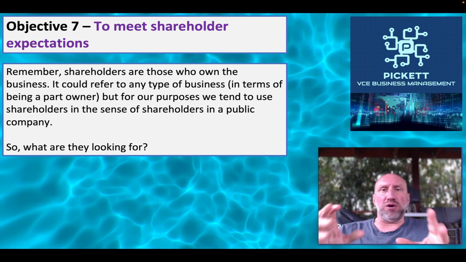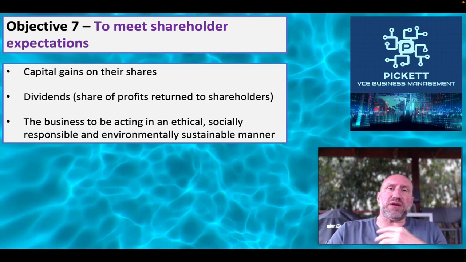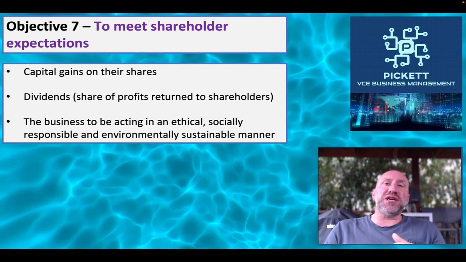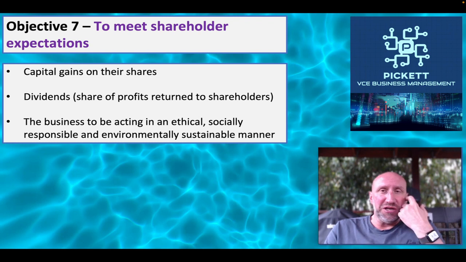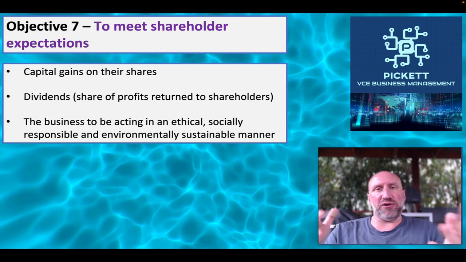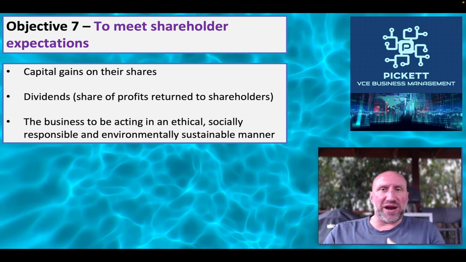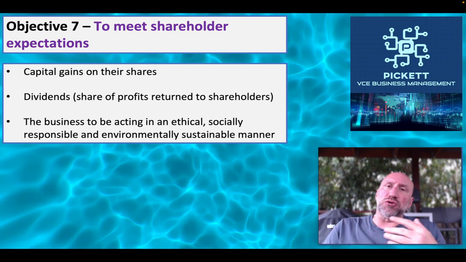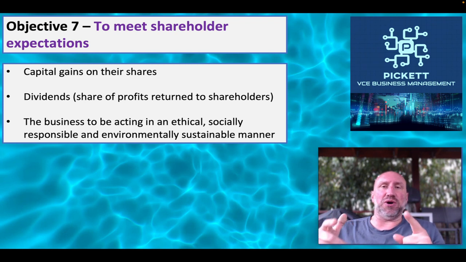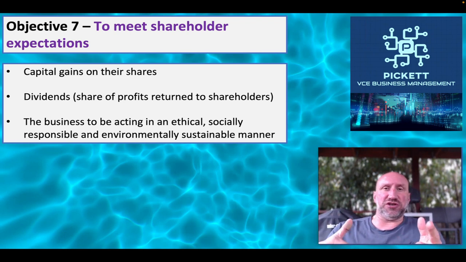Okay. So what are shareholders in businesses looking for? First off, they're looking for capital gains on their shares. That means basically the share price increasing over a period of time. So if you bought your shares for $50 each, you would hope that over a period of time the share price would increase, and then you would sell them down the track once they're at a higher share price. You're also looking for dividends, which is the share of the profit returned to the shareholders. So if you own shares in a business that's listed on the stock exchange, usually every 6 months, but it might be every 12 months, you'll get a dividend returned to you for every share that you own.